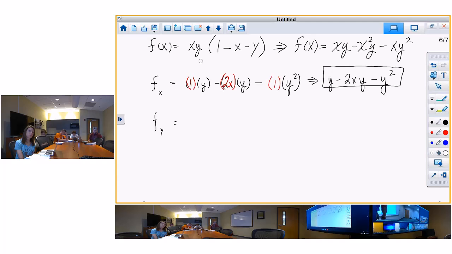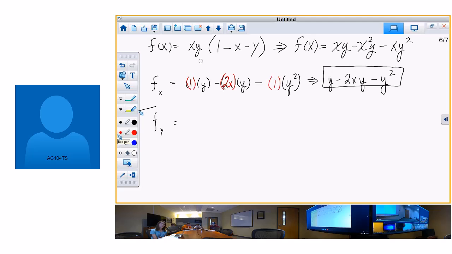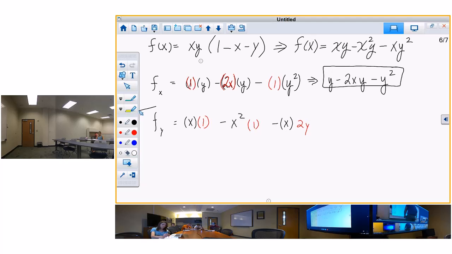So, what's the derivative of y? 1. So that's going to be a 1 right there, and then a 1 right there, and then a 2y right there. And then, of course, x right there minus x squared, and minus x right there. And that's going to be x minus x squared minus 2xy.